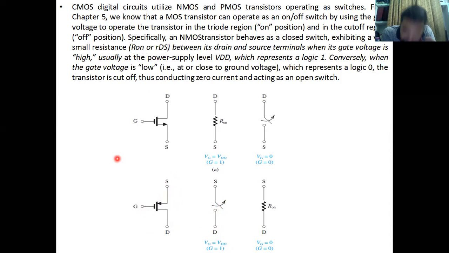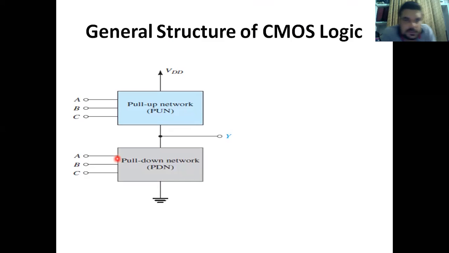If we want to utilize them in CMOS logic, what is the general structure of CMOS logic? This is the general structure of a CMOS logic. It consists of two networks: one is the pull-up network, another one is the pull-down network. Inputs are connected here. In this example, we have three inputs, so three inputs are connected here, and three inputs are connected here. We can connect these inputs like this.